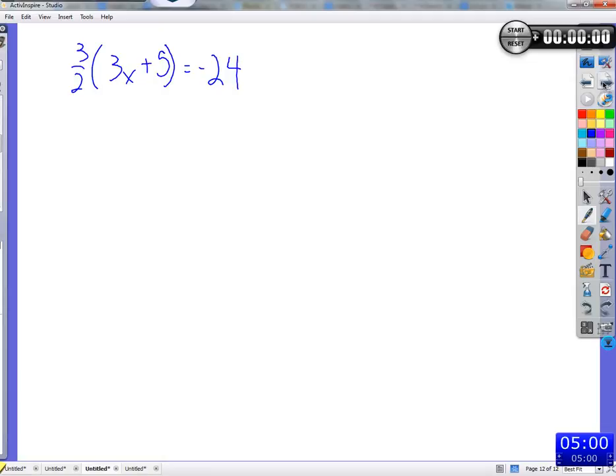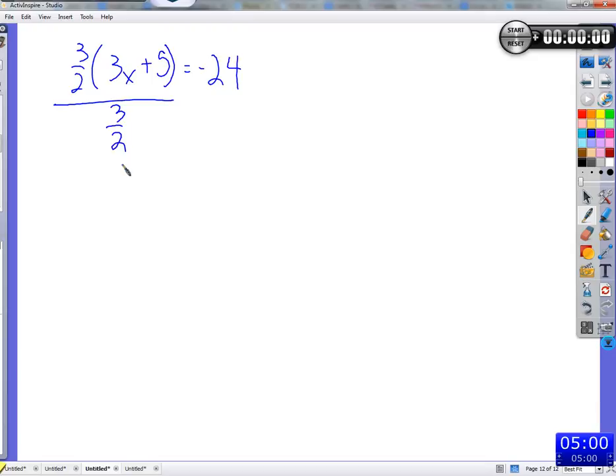We can't subtract 5 because that's not actually worth 5. The value for that side of the equation is 5 times 3/2. So should you divide that side by 3/2? Should you? Can you? We could. We could divide this by 3/2.